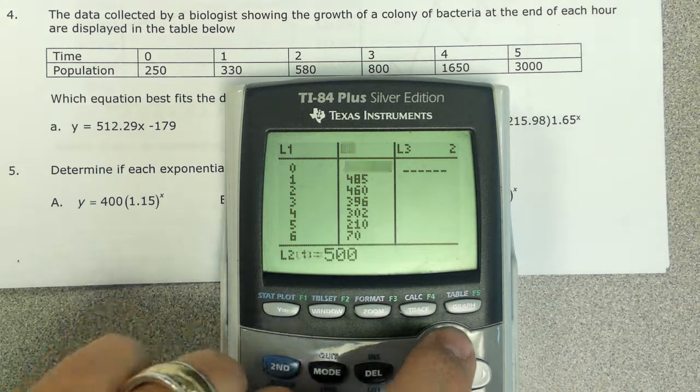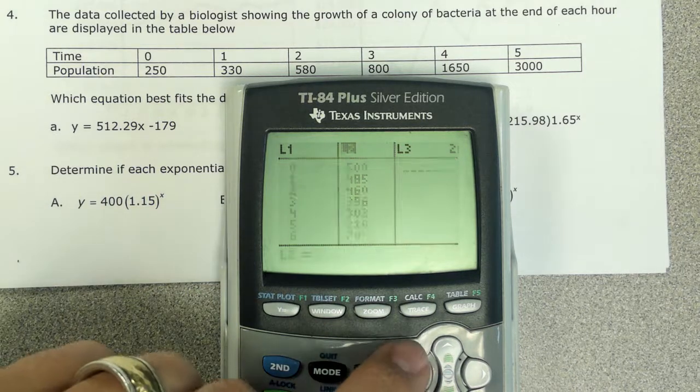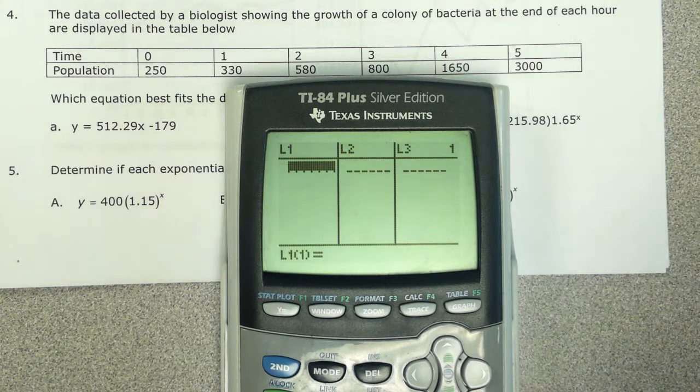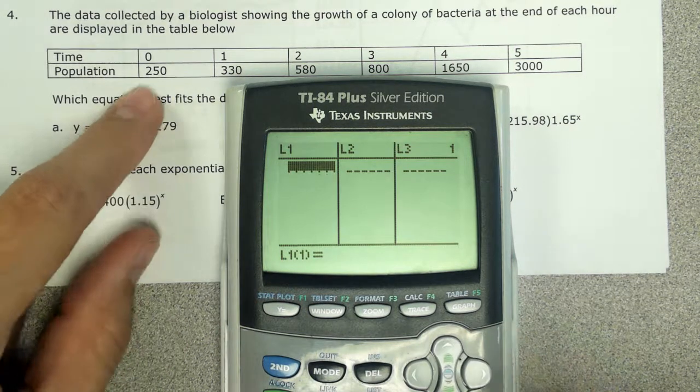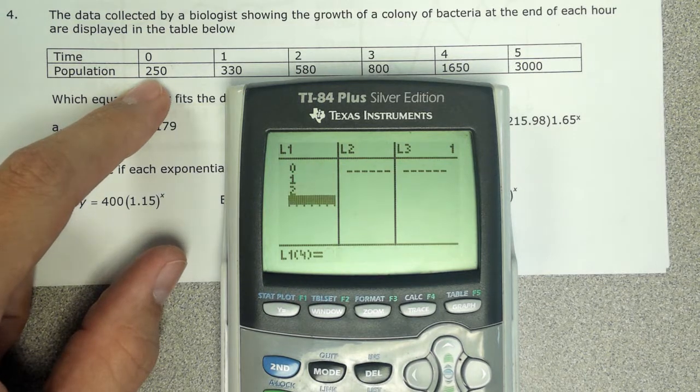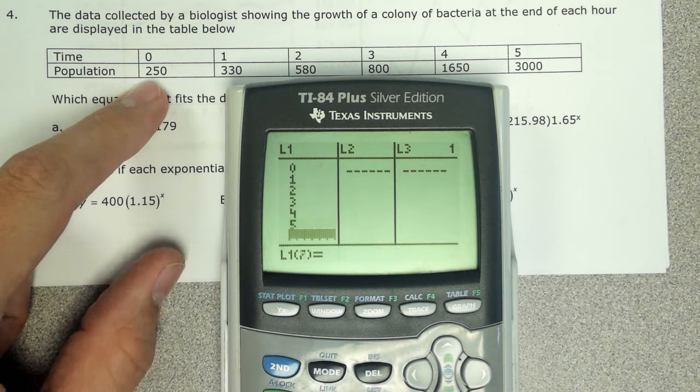To clear, one more time, we go to L2 and press Clear, Enter. Then we go to L1, press Clear, Enter. That's how we clear. Any other way messes things up. Go ahead and put my X values. 0, enter, 1, enter, 2, enter, 3, enter, 4, enter, 5, enter.